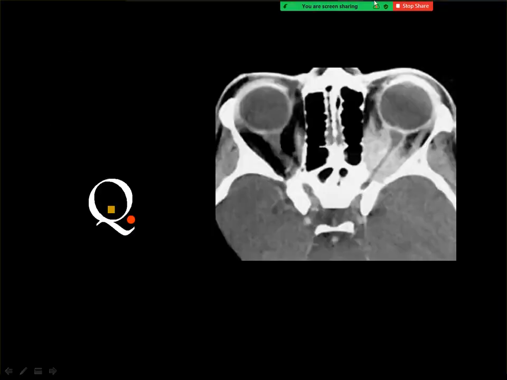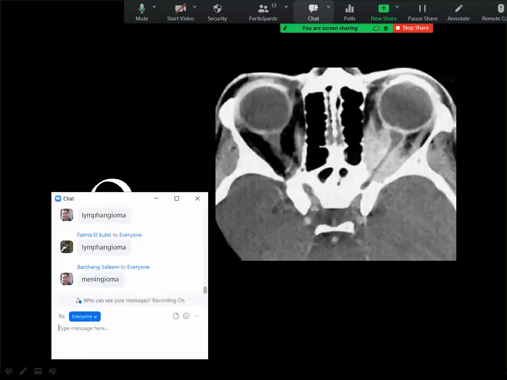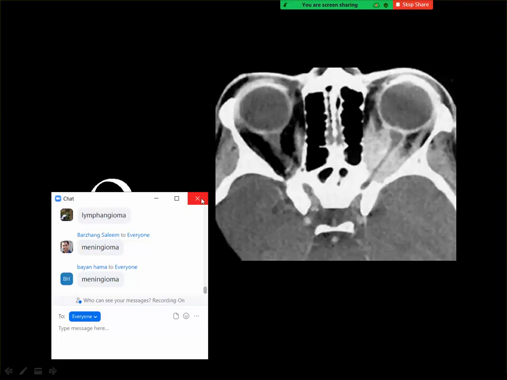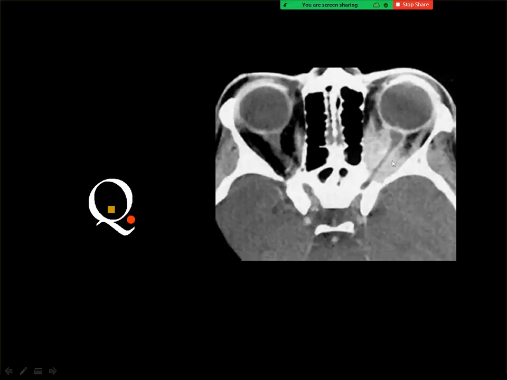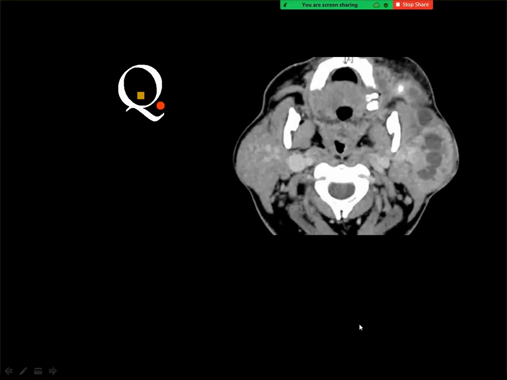And this is a spot diagnosis case of a lesion in the orbit, which is a meningioma of the optic nerve, and this is right. The meningioma is seen surrounding the optic nerve, which appears as a radiolucent or hypodense tract within the homogeneously enhanced tumor tissue. This is a classic appearance of optic nerve meningioma.